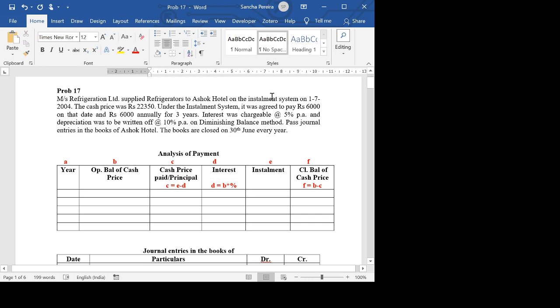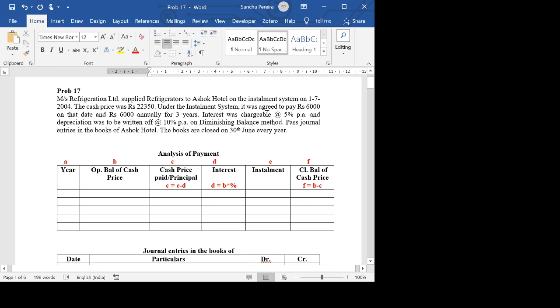So the agreement was signed on 1st July 2004. Cash price was this much. Under the installment system, it was agreed to pay rupees 6,000 on that date and 6,000 annually for 3 years. So down payment is 6,000. All the installments are also 6,000. Interest was chargeable at 5% per annum. Depreciation on this. Pass journal entries in the books of Ashok Hotel. The books are closed on 30th June every year.